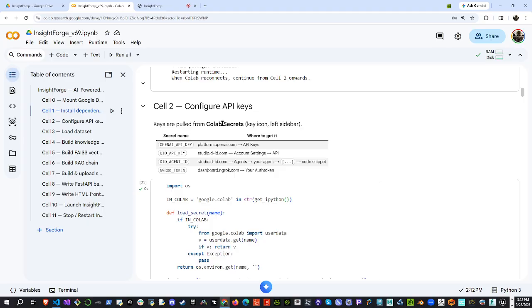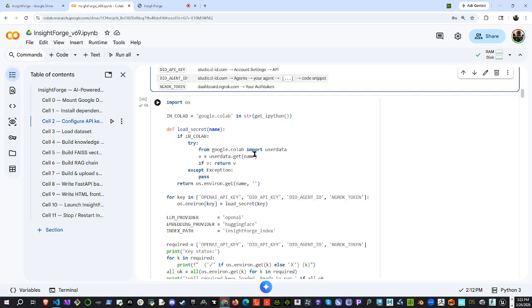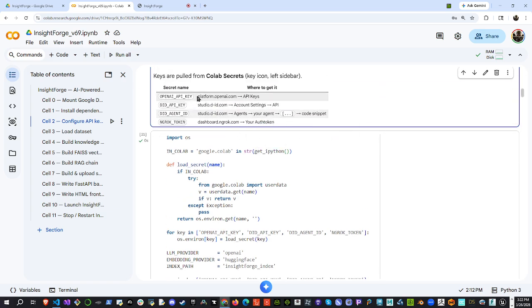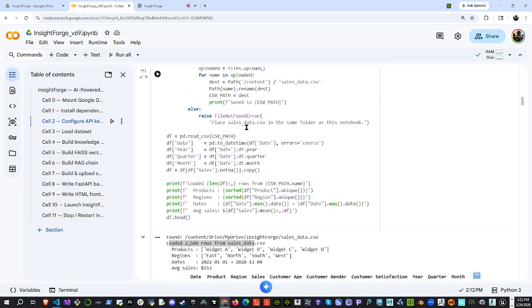So then I configure my APIs in cell 2. As you can see here, these are the ones that we're running. It was the OpenAI, a couple of the D-ID, which is for the avatar, and then the ngrok, which is basically just for tokens. It's a tokenized system that I pay tokens to be able to serve things up. So you can see that's there.